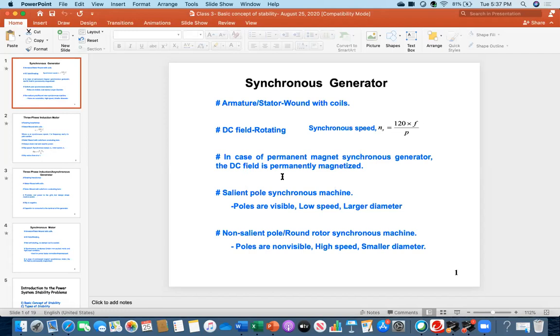So you don't need any extra or additional DC sources. You don't need any DC excitation. That's the difference. So many times you will see PMSG, permanent magnet synchronous generator. And then I have mentioned the types, like salient pole, then non-salient pole or round rotor type machine, and I have written a couple of features. So everybody, let's have a look at the whiteboard; that will help you understand much more.